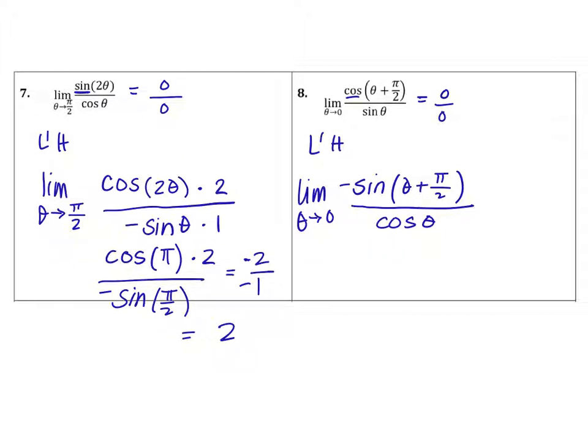Now when we do our substitution here, we are going to get negative 1 in the numerator and positive 1 in the denominator. So we get negative 1 over 1, or negative 1.